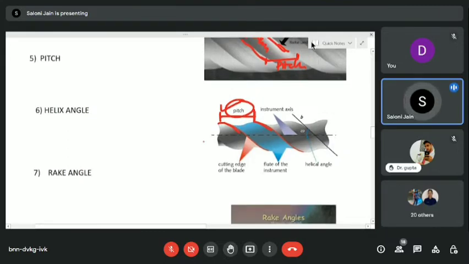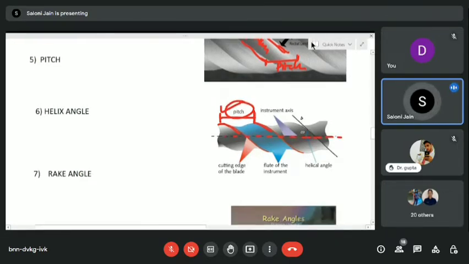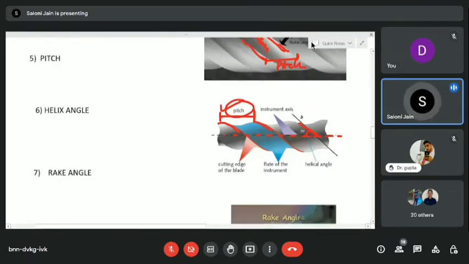Next is helix angle. The helix angle is the angle that is formed by the cutting edge and the long axis of the file. See, this is the long axis of the file, and this is the cutting edge. So the angle formed between the cutting edge and the long axis of the file is known as the helix angle or the helical angle.